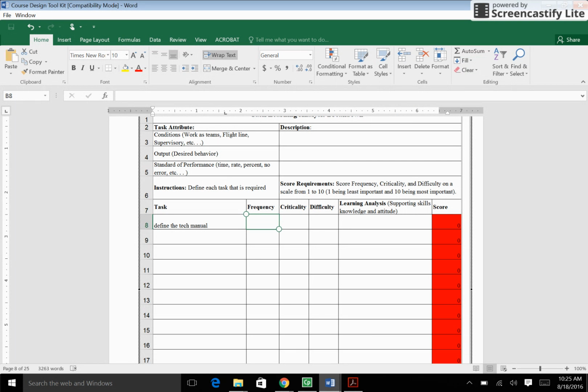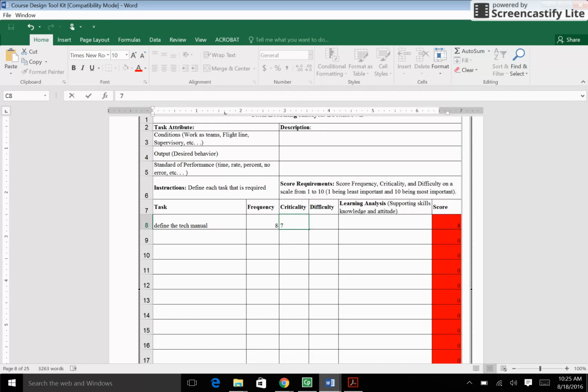It's a rare occasion. So let's say I'm the SME. I say, I do that at least daily, so I'm going to give that an 8. Then, how critical is finding that manual? Well, my airplane's not going to crash, but it is critical because they'll reject the part if they see me doing the work without the manual. So that's going to be about a 7.